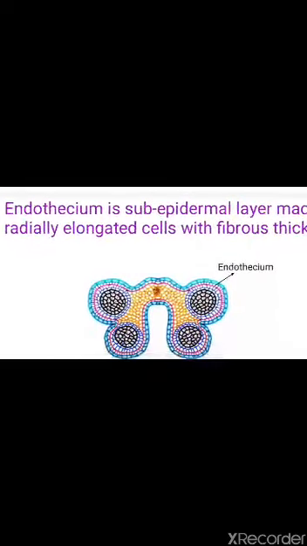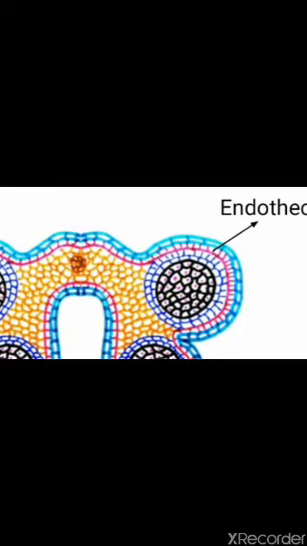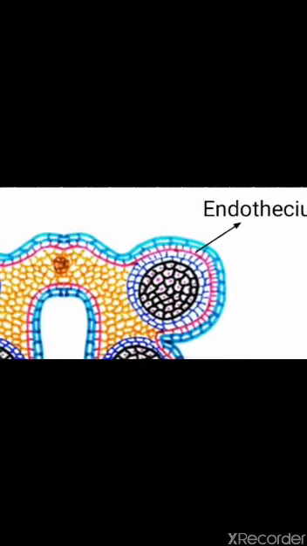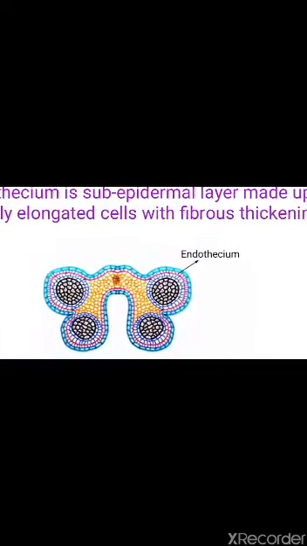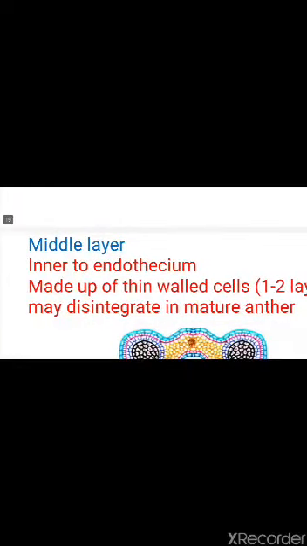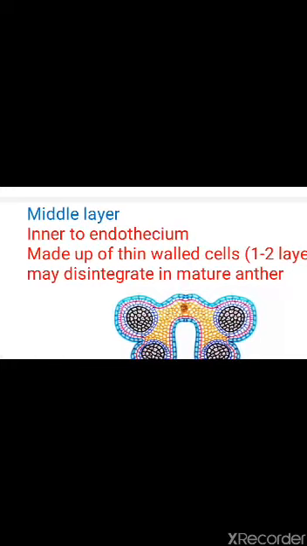Endothecium is made of radially elongated cells with fibrous thickening. So this layer which is shown in pink is the endothecial layer. These endothecial cells are the elongated cells with fibrous thickening. So the outer layer is the epidermis, then the endothecium. Now just inner to the endothecium, the next layer is the middle layer.